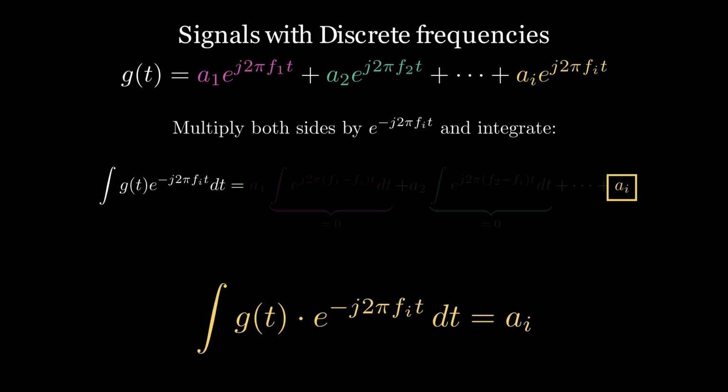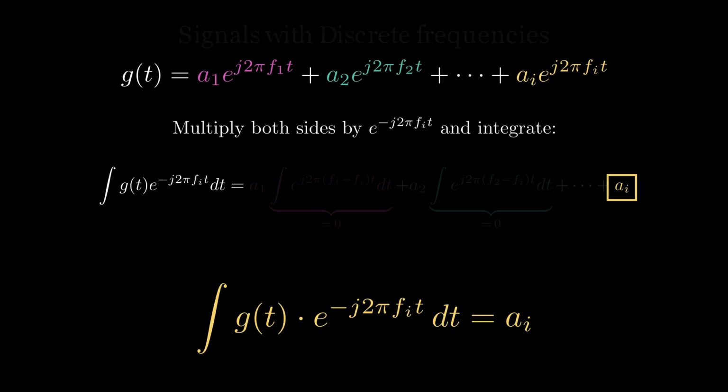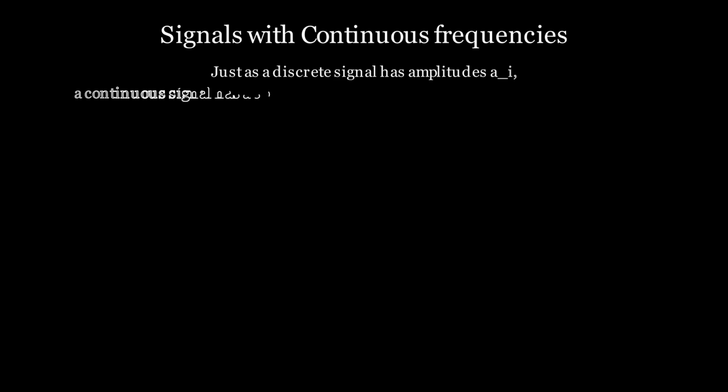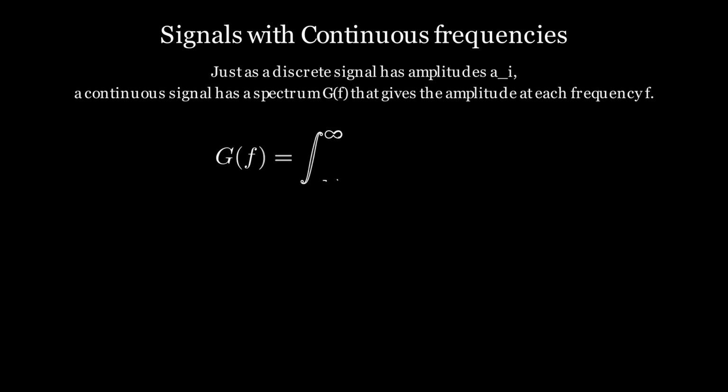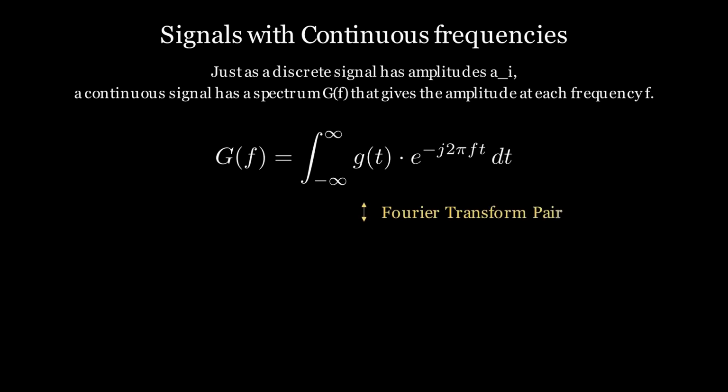When we generalize this logic to continuous signals, we arrive at the formal definition. The forward Fourier transform pulls the frequencies out of time, and the inverse Fourier transform reconstructs the original signal from those frequencies. Together, these two equations form the legendary Fourier transform pair.